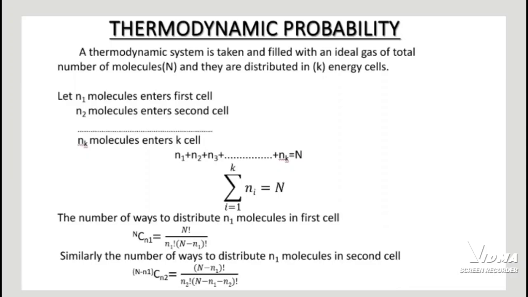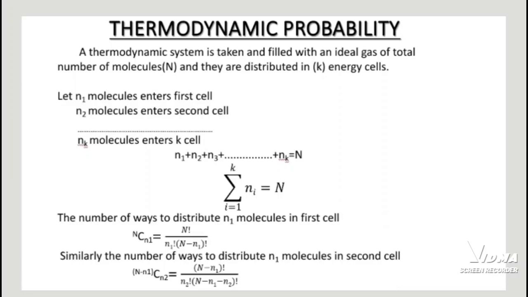So in this topic, thermodynamic probability, it is represented by omega. A thermodynamic system is taken and filled with an ideal gas of total number of molecules capital N, and they are distributed in K energy cells. Let N1 molecules enter the first cell, N2 molecules enter the second cell, and so on up to Nk molecules entering the K-th cell. That is, N1 plus N2 plus N3 and so on up to Nk is equal to capital N. In summation form, the sum of Ni from i equals 1 to K is equal to capital N.